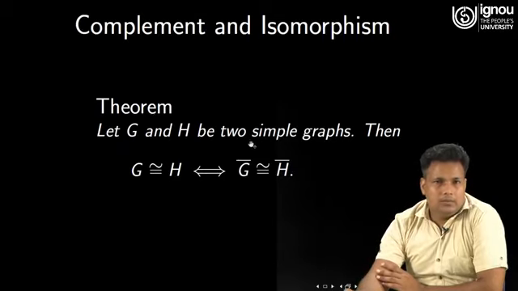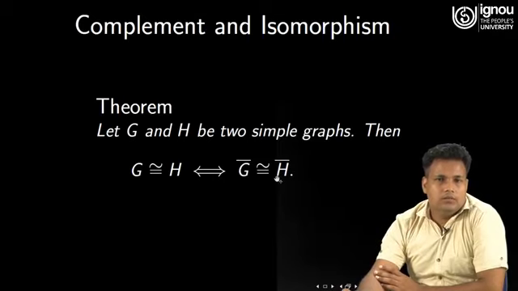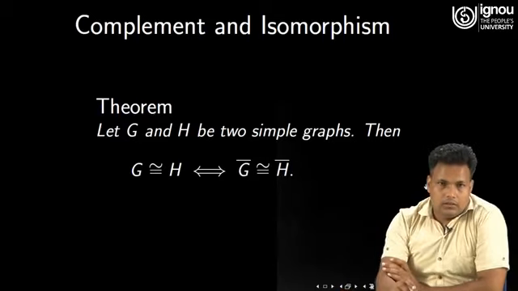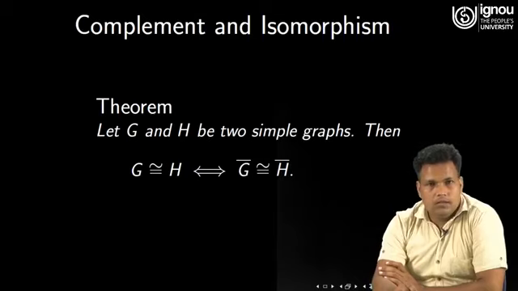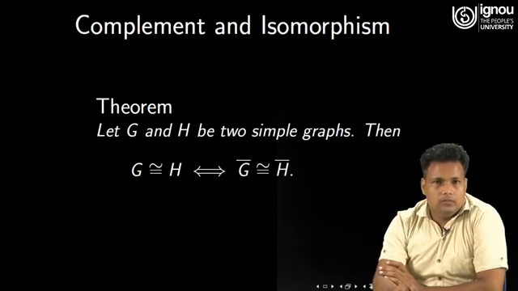Let G and H be two simple graphs. Then G is isomorphic to H if and only if G bar is isomorphic to H bar. That is, G and H are isomorphic if and only if their complements are isomorphic. So let's first prove this. We shall assume that G and H are isomorphic and prove that G bar is isomorphic to H bar.